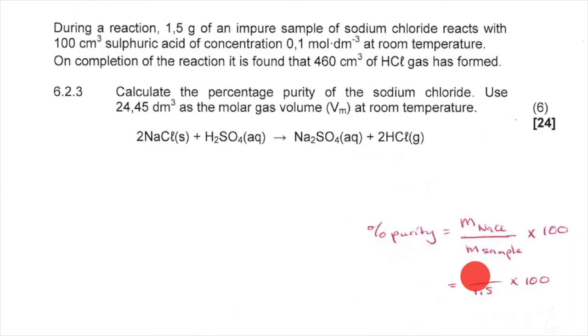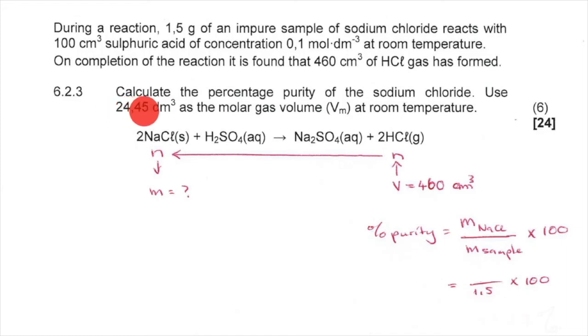So here we need a mole calculation to work out that mass of sodium chloride. So I'm going to start with what they give us, that 460 cubic centimeters, and work out the mass of the sodium chloride that reacted. So this is not a difficult question once you've decided what you have to do. So first, converting that volume to moles. Now, just something else, they tell us we have to use 24.45 cubic decimeters as our molar gas volume because they're not at standard temperature and pressure, which is 0 degrees Celsius. They're at room temperature. So here I'll use the 24.45.